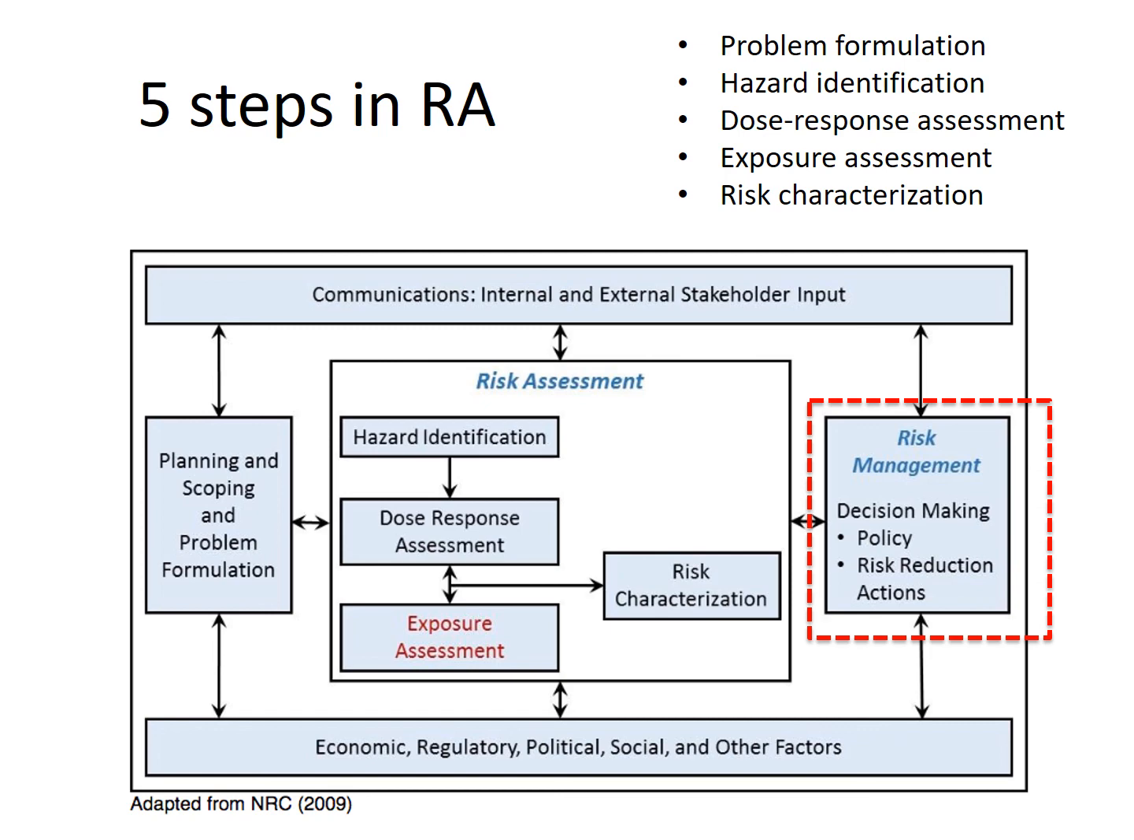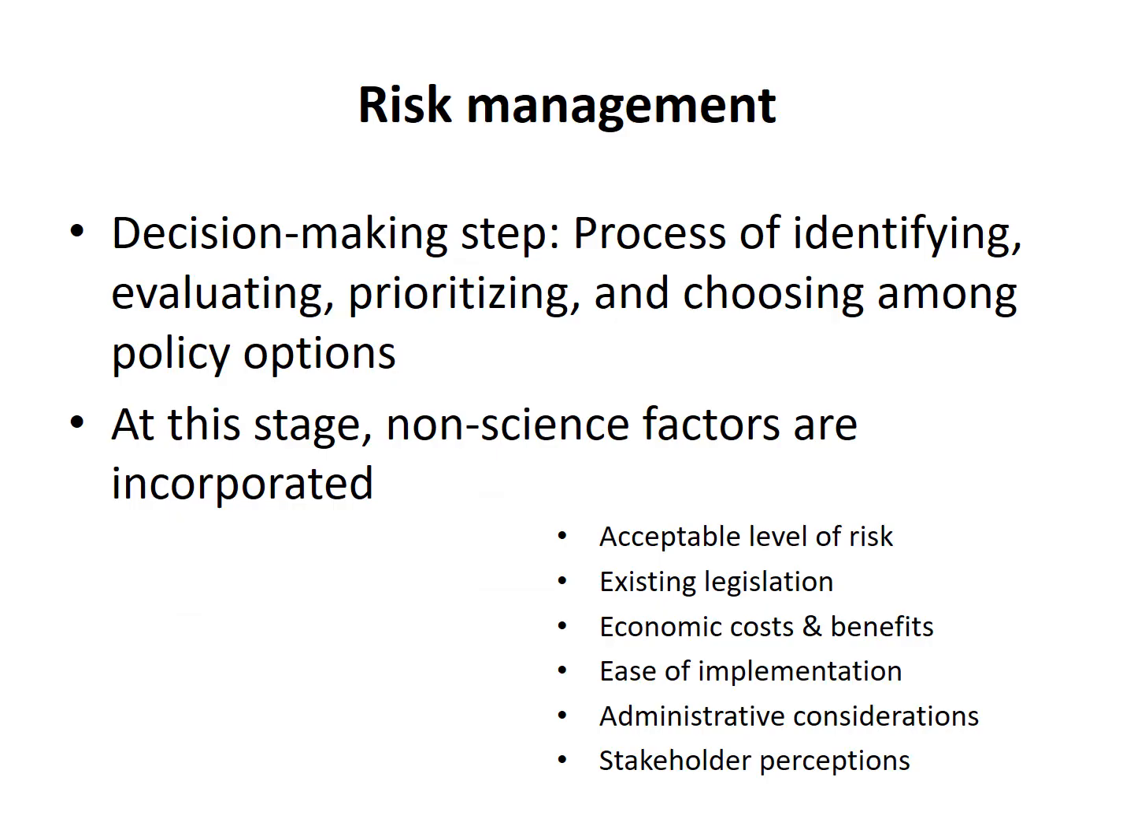Okay, so that was risk characterization. Finally, we have risk management. And this is finally that decision-making step. We pull everything together and we have all of that scientific data. And at this stage, this is where we also bring in these non-science factors. What's the acceptable level of risk? What's the existing legislation? What are the costs of doing it? How easy is it to implement? What are the stakeholder perceptions? What are the considerations related to administration for doing it? All of these things are going to matter.